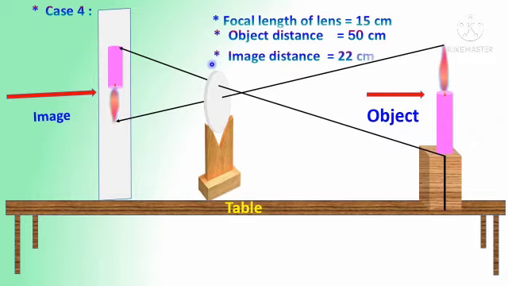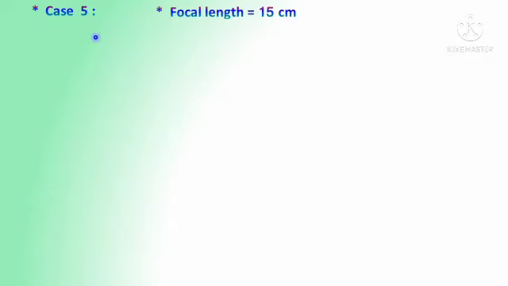Characteristics of the image are inverted, real and diminished. Listen carefully. Inverted. Why? Because that is the converging lens. Converging lens means all normals meet at a point, that is called the converging lens. Then next, real image and diminished. Diminished means small one.